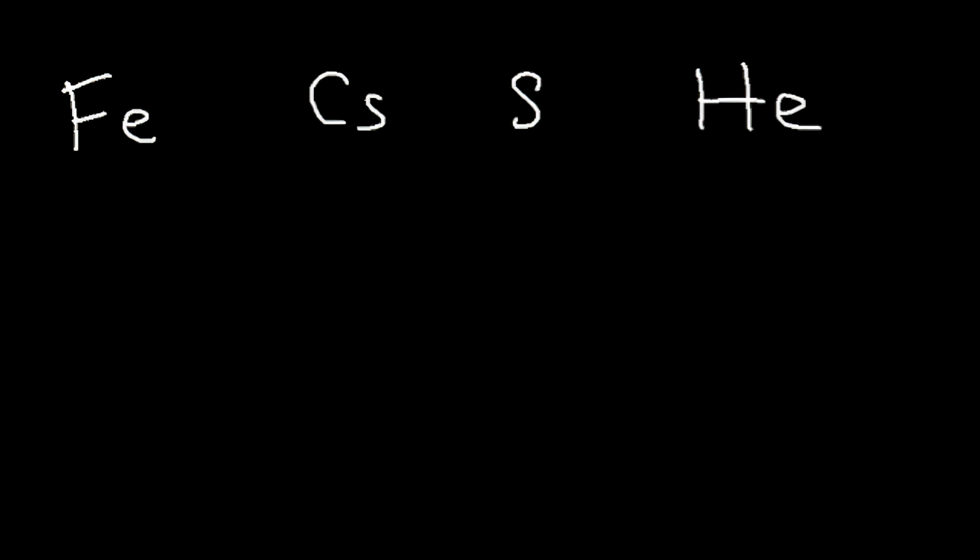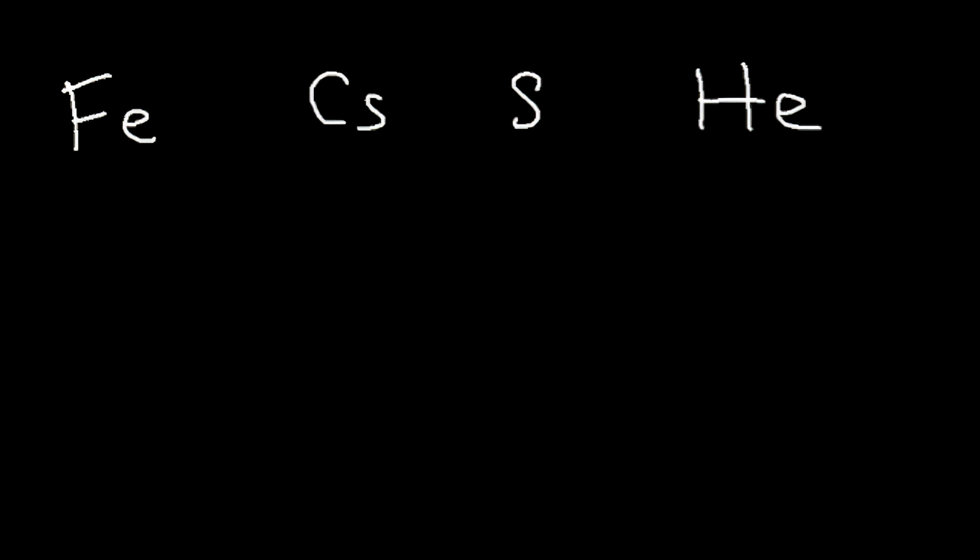Now let's try one more example. This time, let's say we have 4 elements: Fe, Cs, sulfur, and helium. Rank the following elements in order of increase in atomic size. So the first thing you want to do is place every element in their respective positions based on the periodic table.